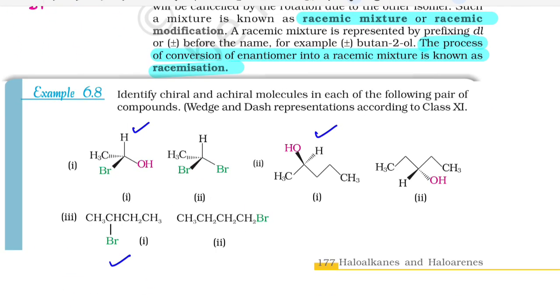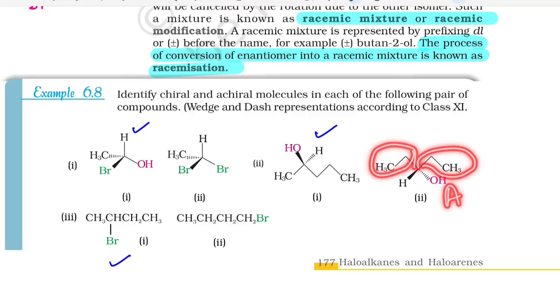Identify chiral and achiral molecules in each of the following pair. So we have to identify which is chiral and which is achiral molecule. So chiral molecule meaning is, I already said to you that the carbon atom should be attached to 4 different groups. So this is carbon. You can see here hydrogen, OH, bromine and methyl group. So 4 different groups are there. Therefore this is chiral. And here you can see same groups are present. So this is achiral. And here also 4 different groups are attached. So this is chiral. And here you can see 2 same groups are present.